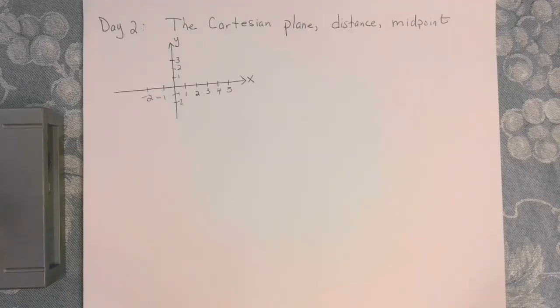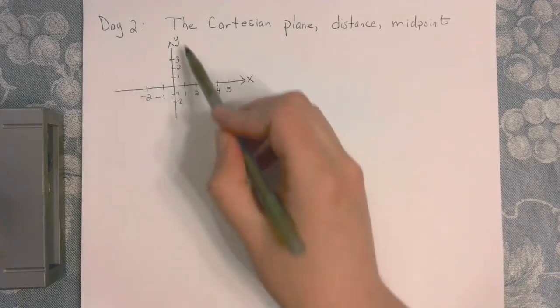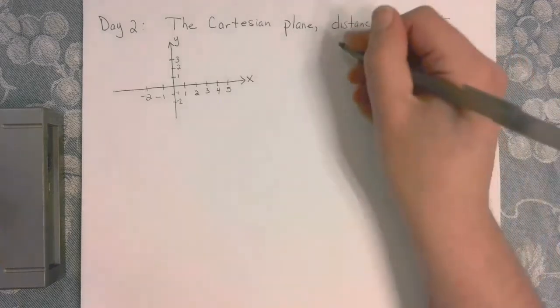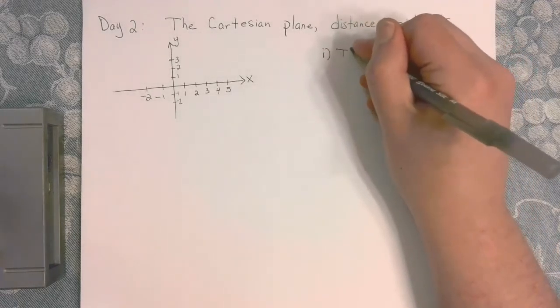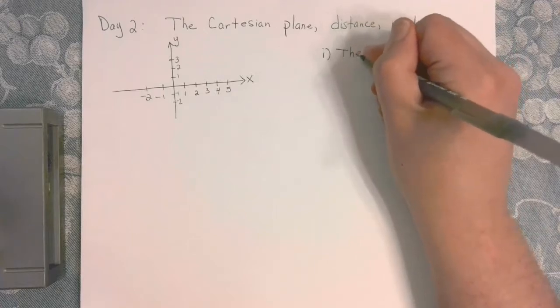Okay, so today we're going to talk about the Cartesian plane, distance, and midpoint. So here is the Cartesian plane, named for philosopher and mathematician René Descartes. So here's our classic x-axis and y-axis. And so, yeah, this is the Cartesian plane, again, named for René Descartes.